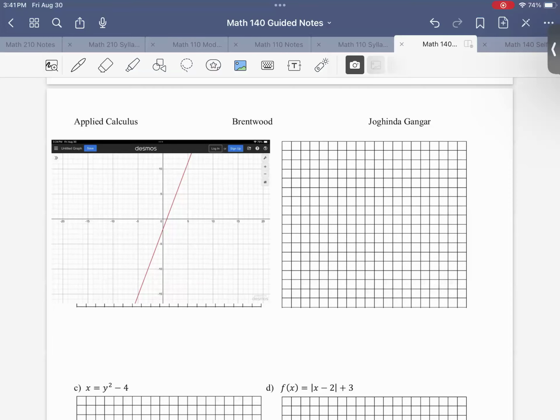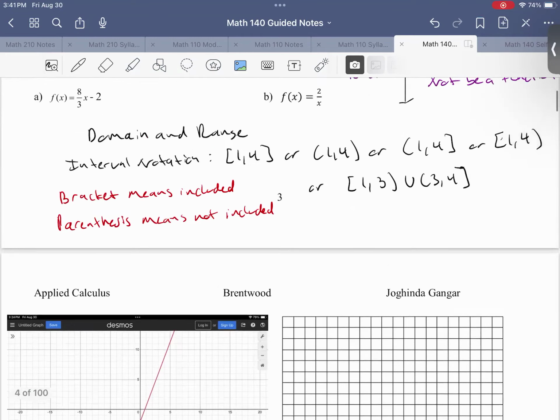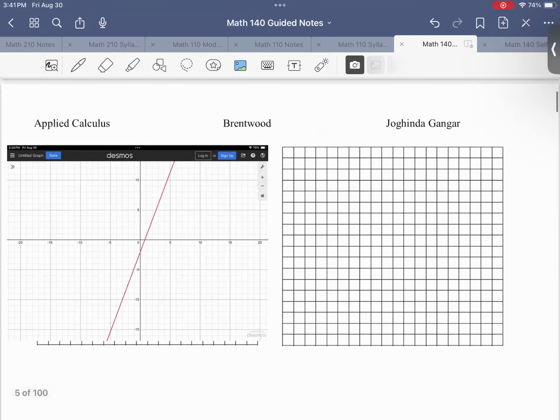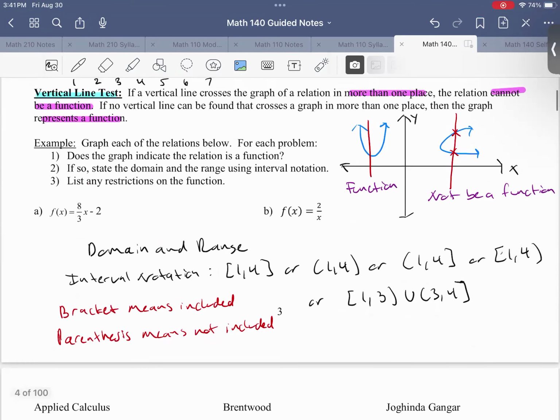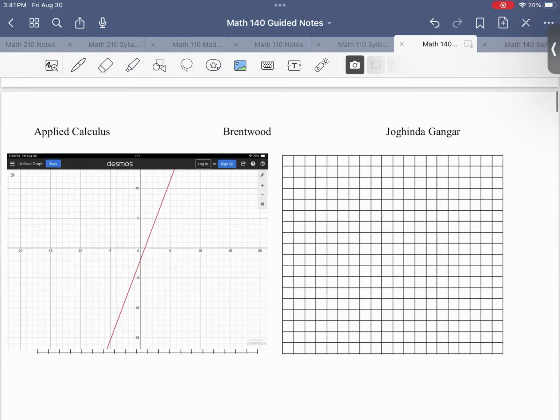Okay, here we go. So here is our graph on this page right here. This is from part A. And what is the question asking us? It's asking, does the graph indicate the relation is a function? So that means vertical line test. So what we do here is just see if it passes a vertical line test. So I'm gonna draw a line straight through it. It's not touching the graph more than once if I draw a straight line. So yes, the relation is a function.